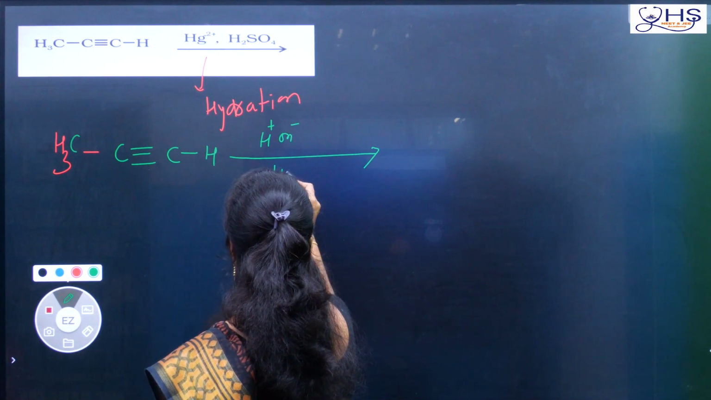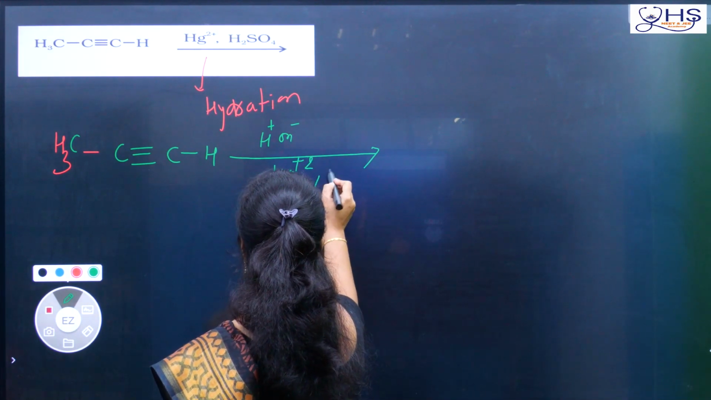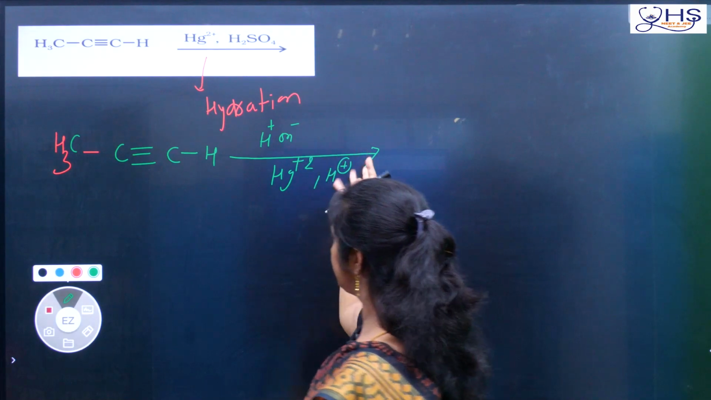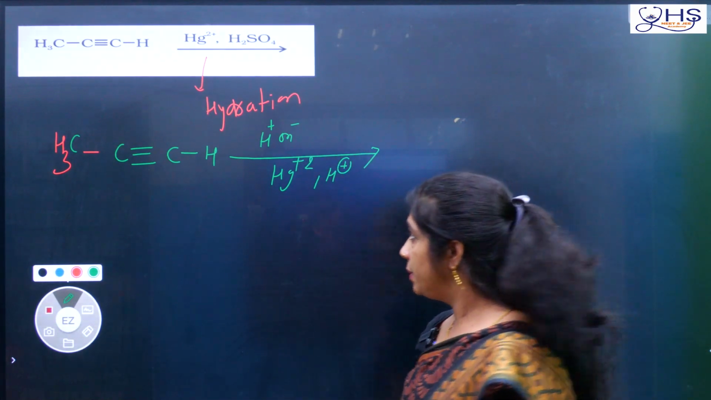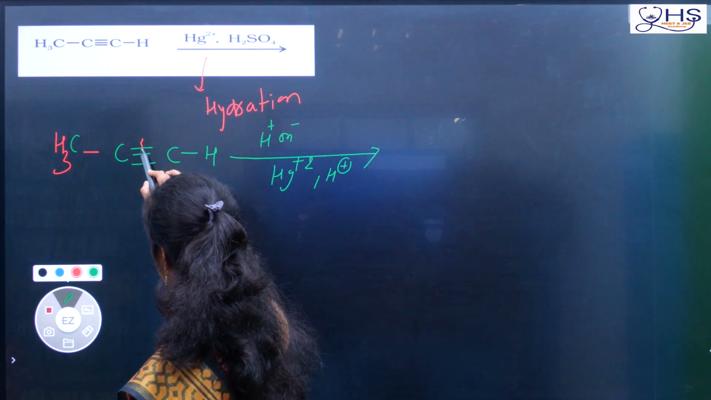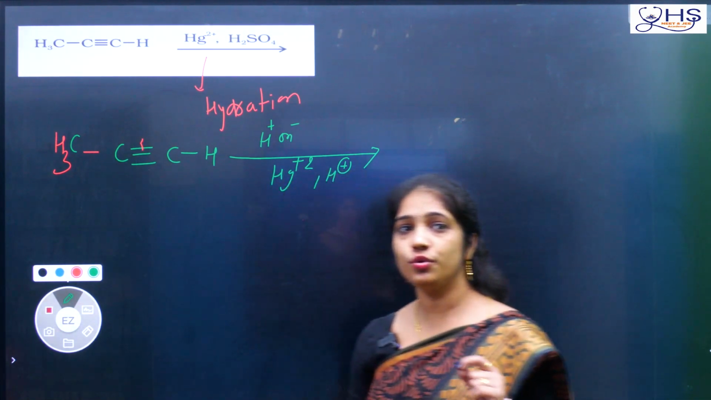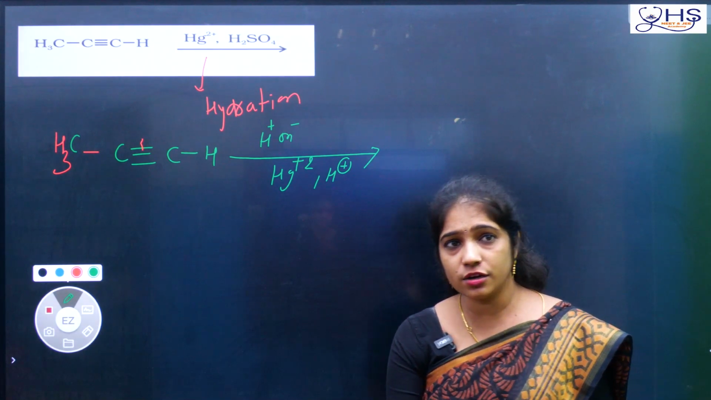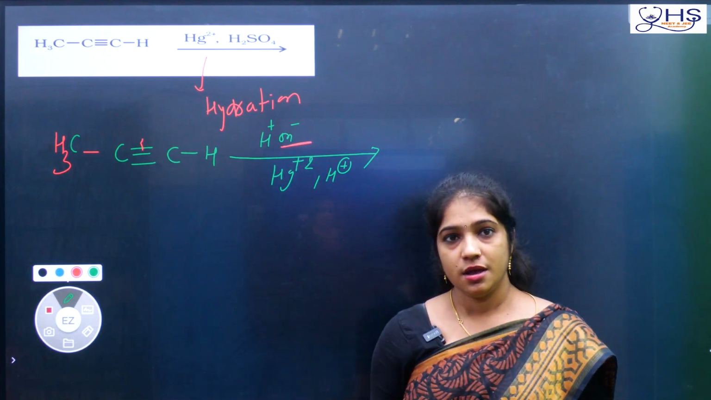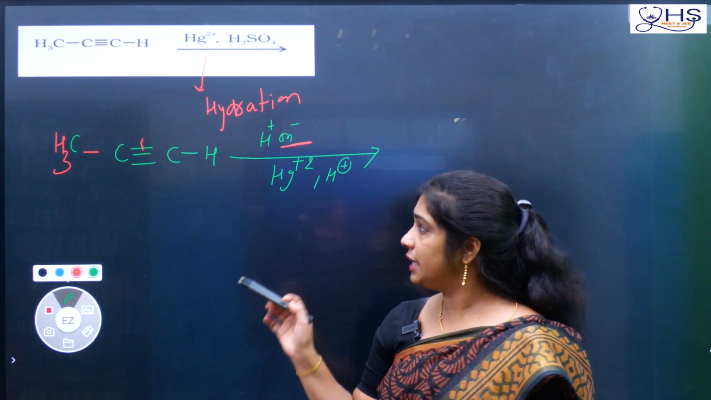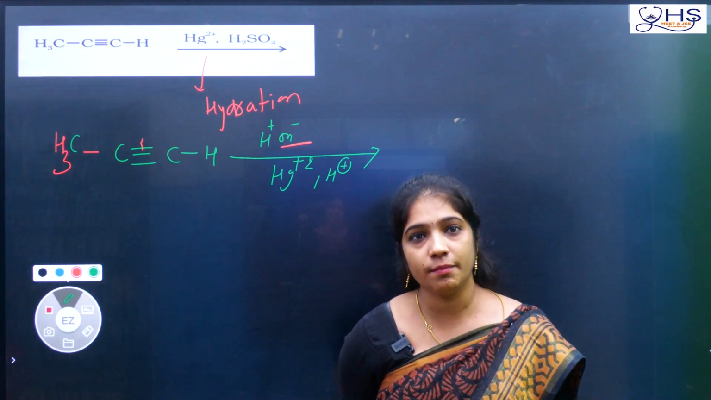How will we add? We will add according to Markovnikov rule. With H2SO4 plus, we can write H plus also, no problem. Break one pi bond, add HOH according to Markovnikov rule. What is Markovnikov rule? The negative part, OH minus, will add to that carbon which contains less number of hydrogen.